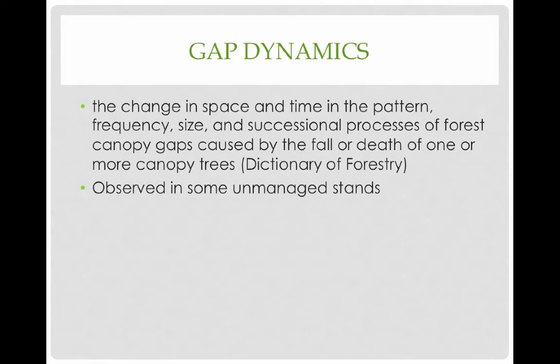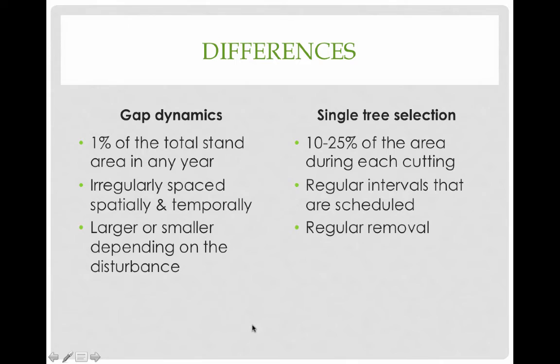But there are some important differences. With gap dynamics, it's estimated about 1% of the total stand area in any year. And this is spaced irregularly, both in time and in space. So in one year, maybe you don't have a lot of change, maybe it's like 0.1 or 0.2. But another year, maybe you have a bigger impact. Maybe there's a windstorm or ice damage and you get breakage, and maybe you have 2%. So it's spaced irregularly throughout the stand and also in time. And it's going to be larger or smaller depending on that disturbance. A downburst with wind might open up a larger gap compared to an ice storm.